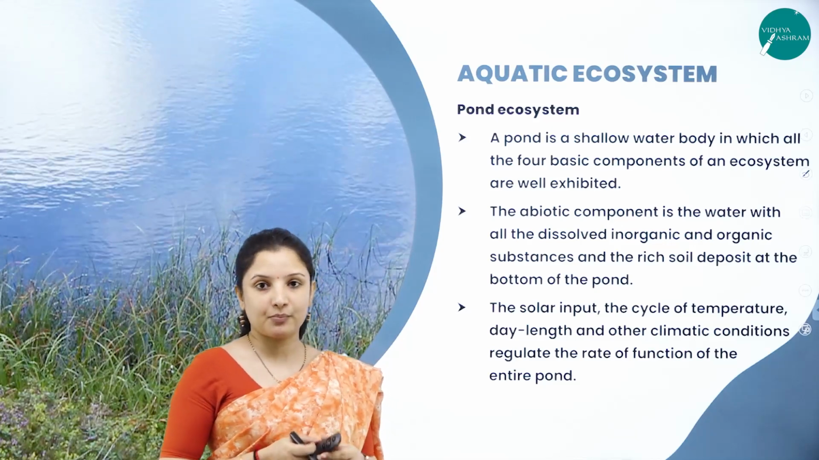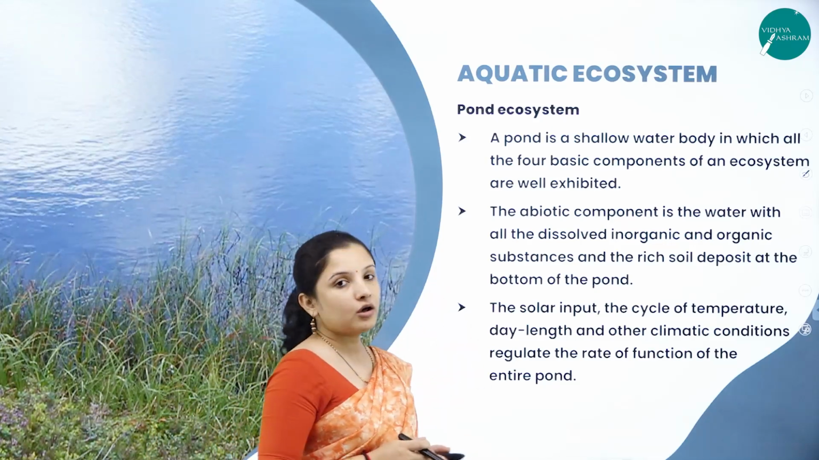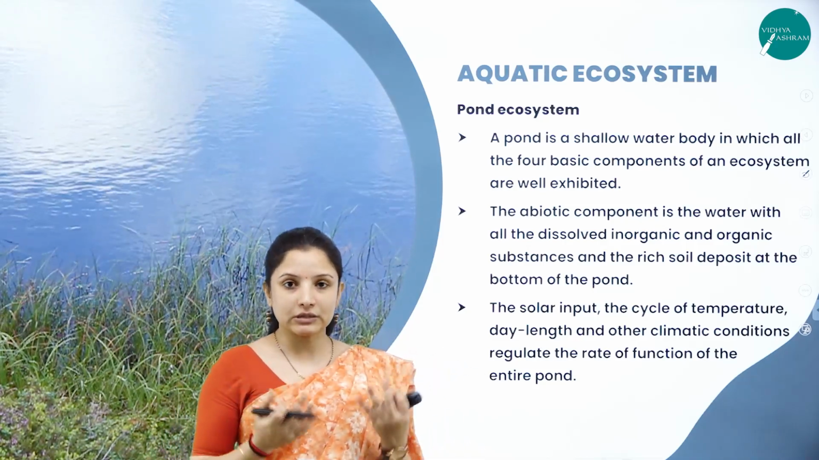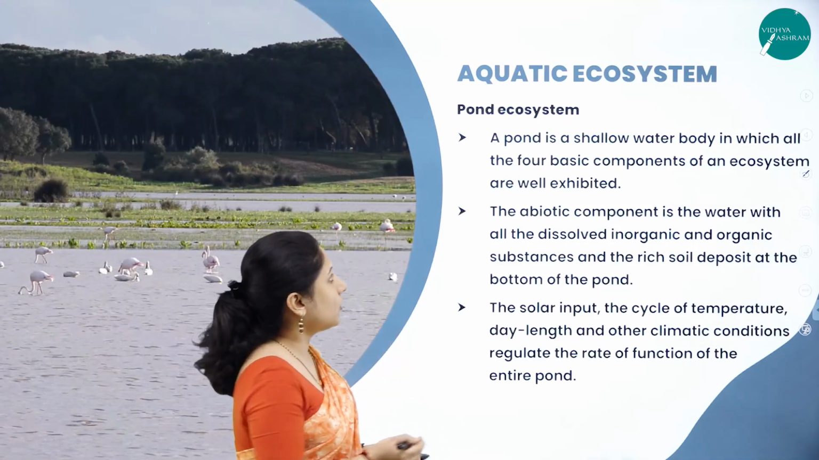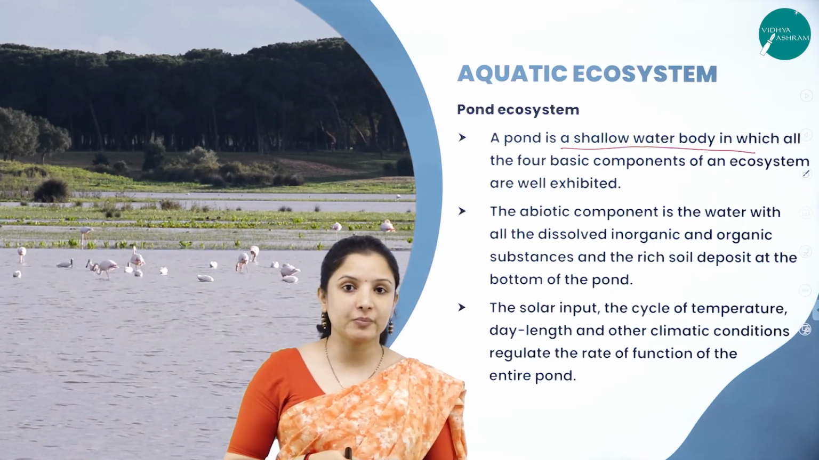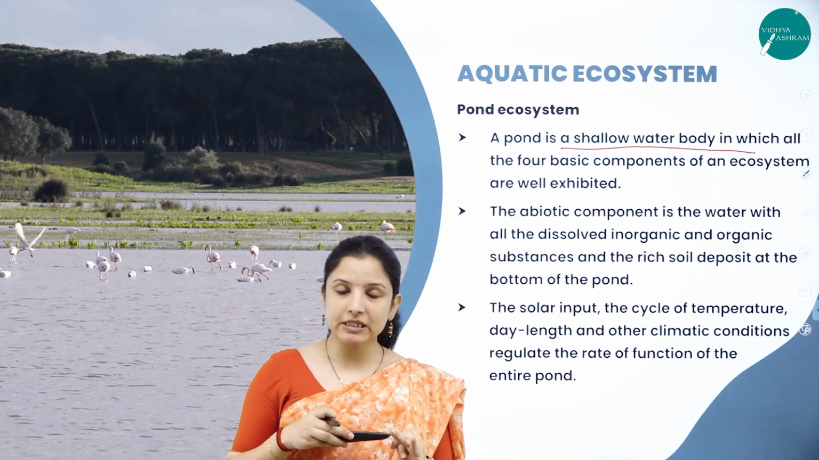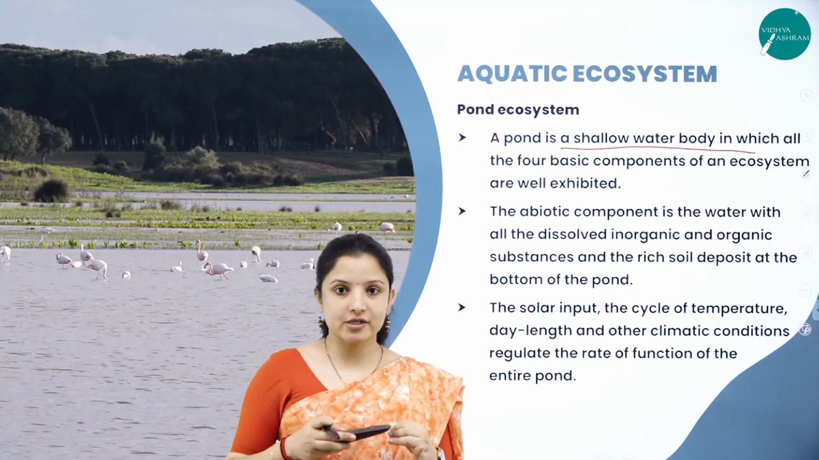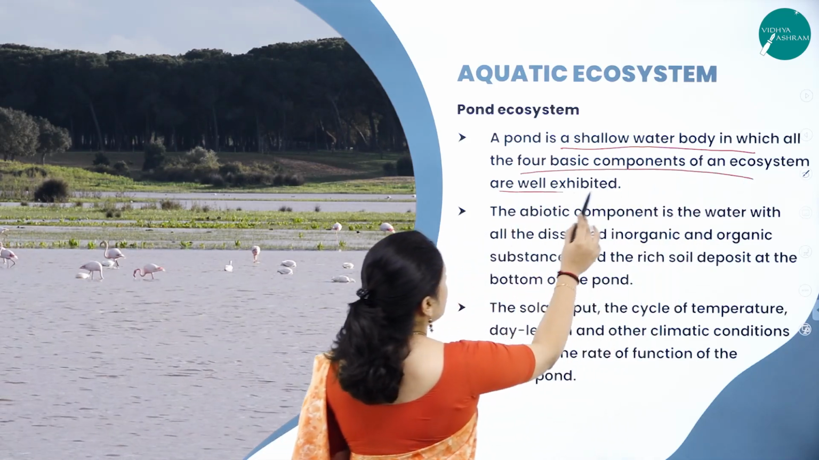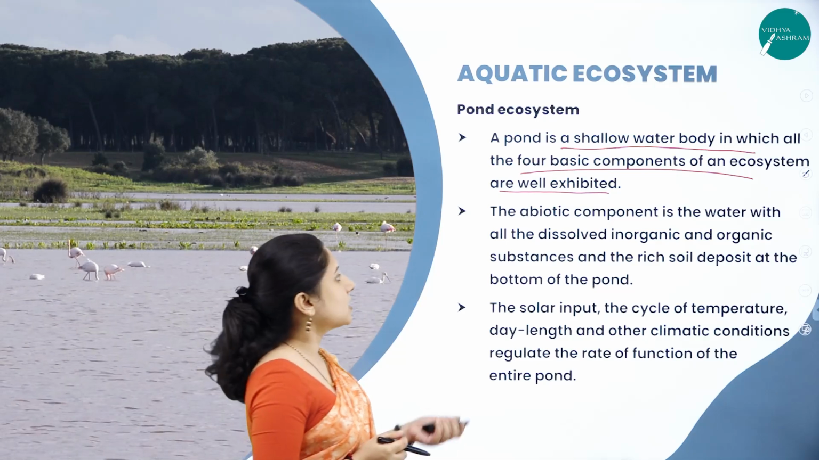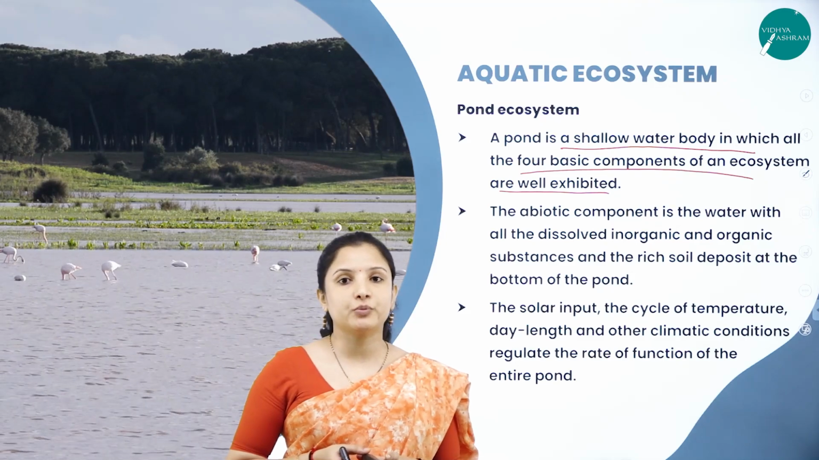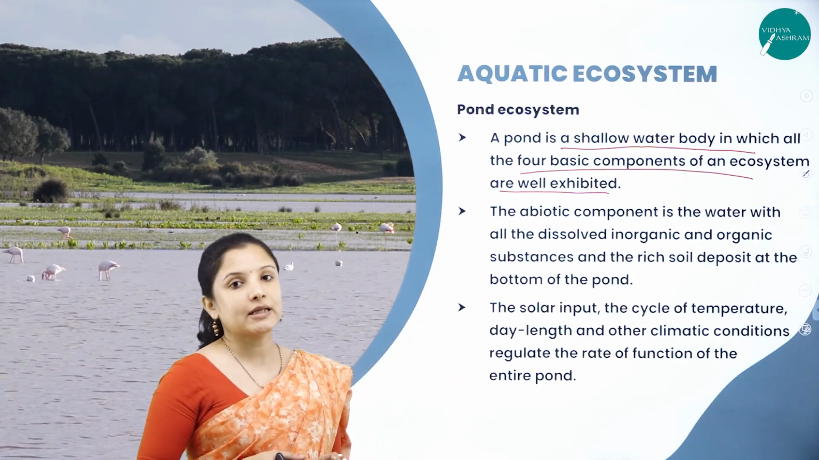What are the components in a pond ecosystem? Let's look into it. A pond is nothing but a shallow water body. Shallow means it is not that deep. Such water bodies are called ponds. It is a shallow water body in which all the four basic components, what were the four basic components? Productivity, decomposition, energy flow, and nutrient cycling, are present, or they are well exhibited. The pond ecosystem also consists of abiotic components and biotic components. Let's study what they are.